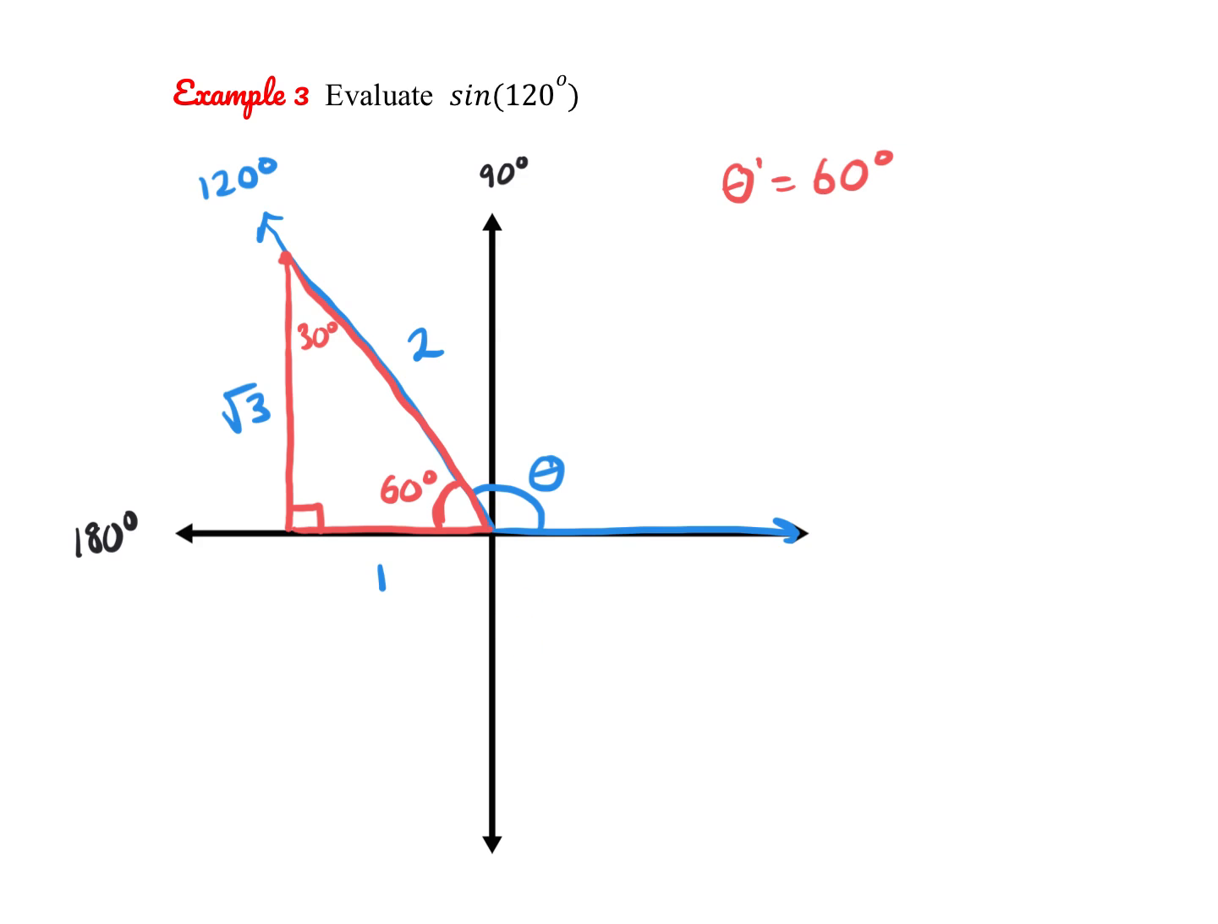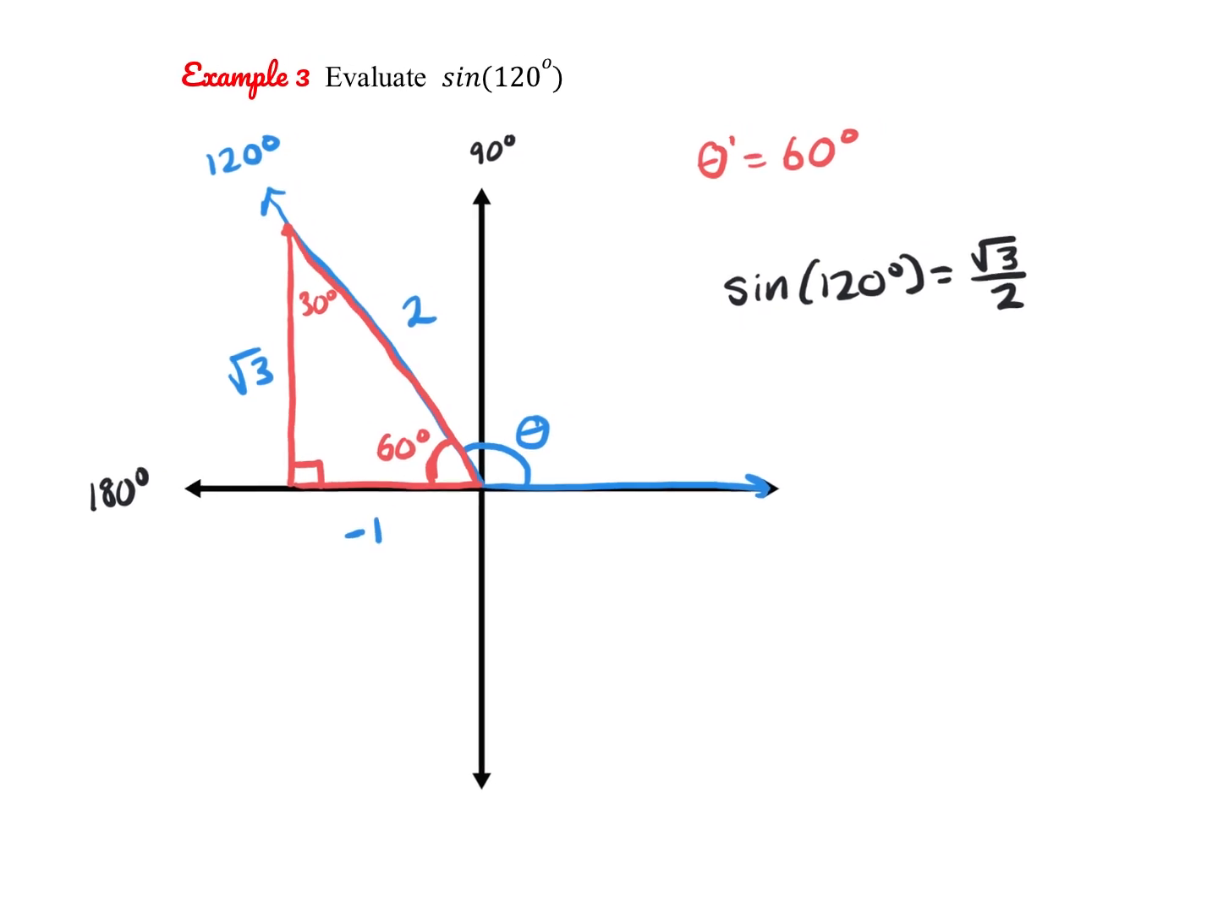This is an xy axis, and I know that if I'm moving to the left on my x-axis, that's a negative value. So this value needs to be negative. This value is moving up, so it should be positive, and the hypotenuse will always be positive. Now I can use this angle. I'm not going to use 120, I'm going to use my reference angle, which is 60, and evaluate sine. Sine is opposite over hypotenuse, so the sine of 120 degrees is root 3 over 2.